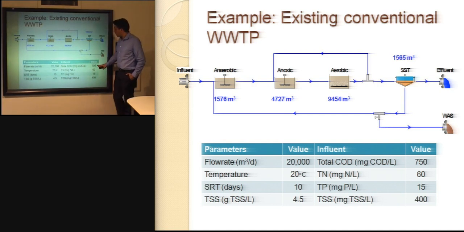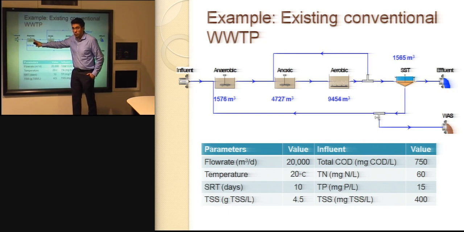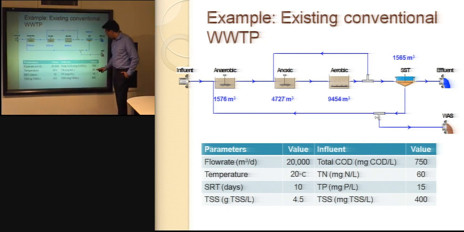The plant is treating 750 milligrams of COD per liter as a measure of the organics being discharged into the wastewater treatment plant, containing also 60 milligrams per liter of total nitrogen, 15 milligrams per liter of total phosphorus, and 400 milligrams of total suspended solids per liter. This is our model wastewater treatment plant that was modeled in BioWin.